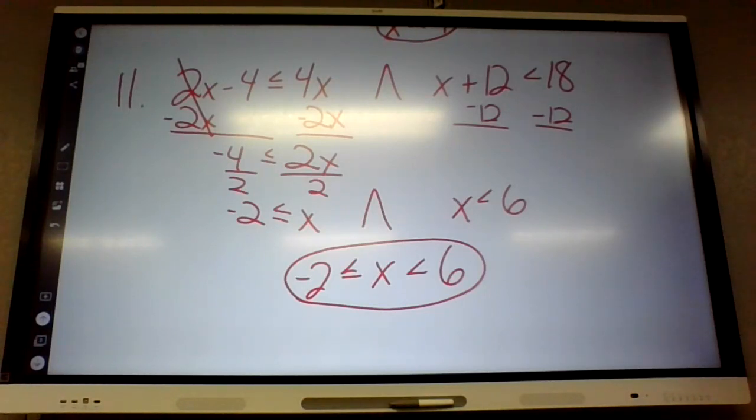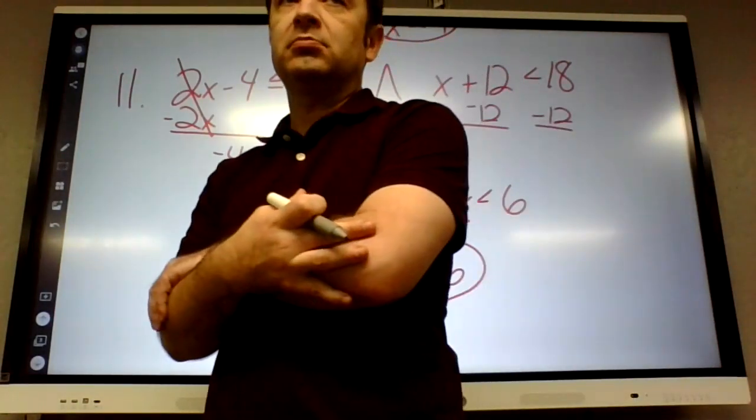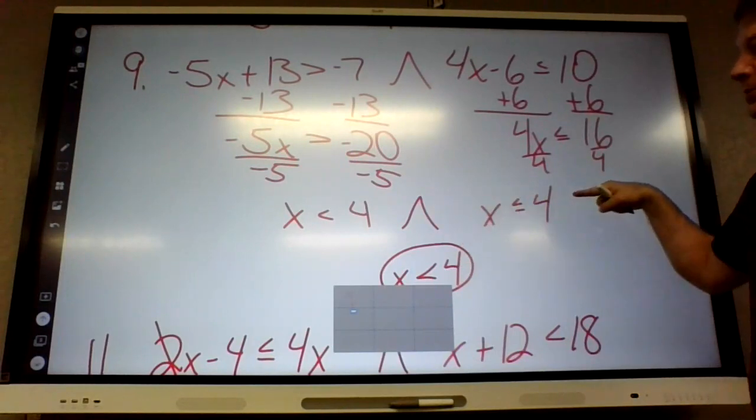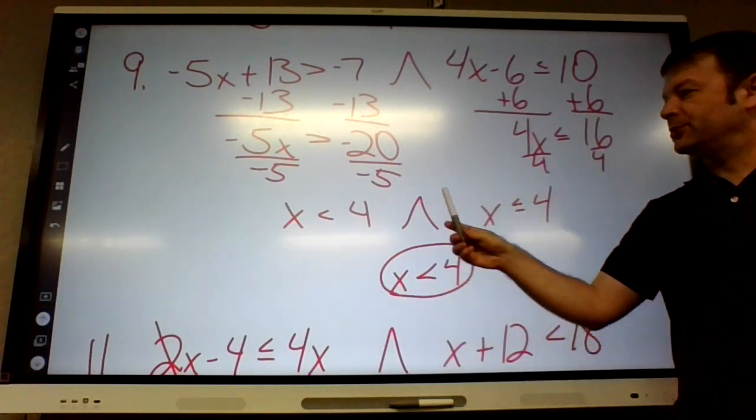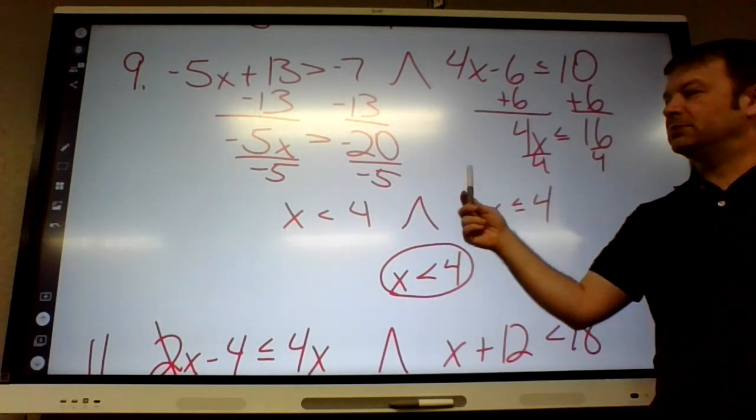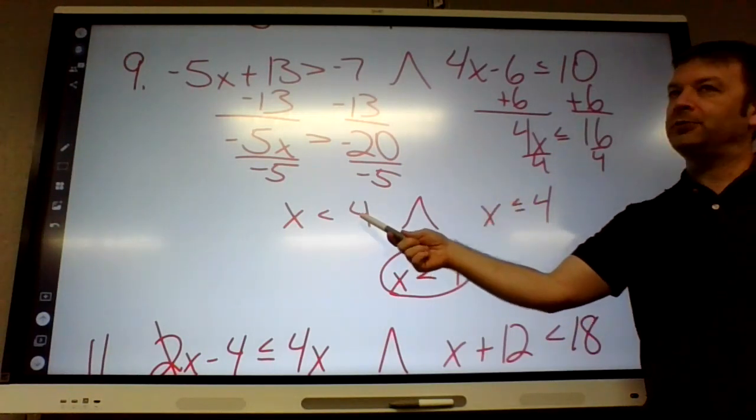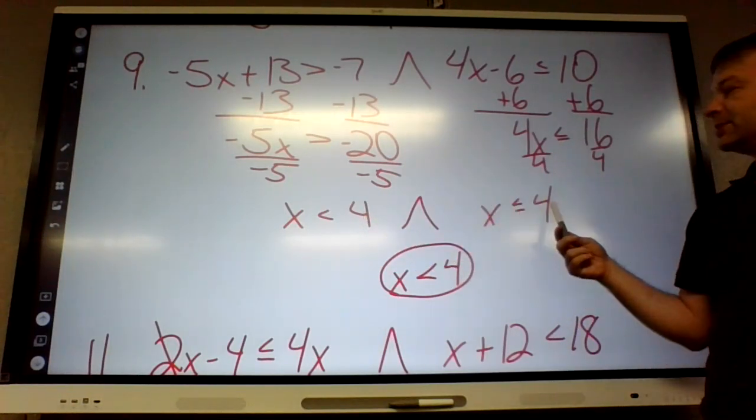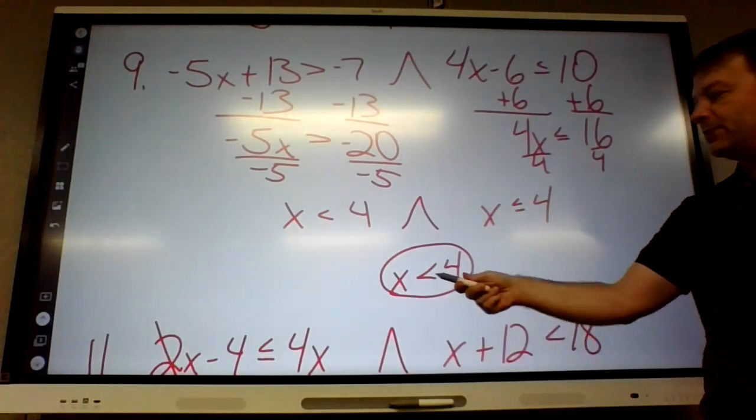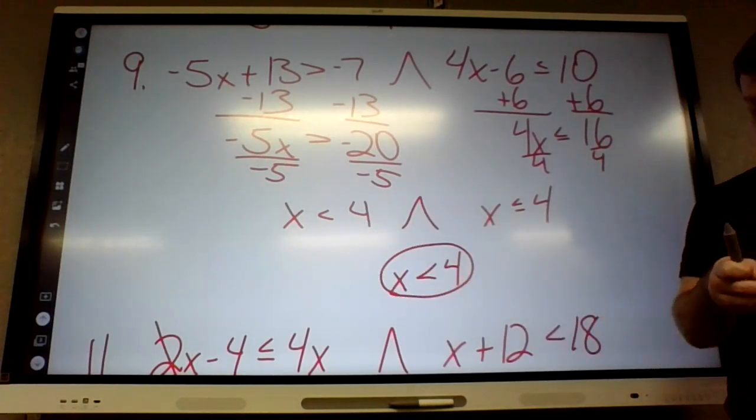Wait, so I have a question on number 9. How'd you get x is less than 4? You mean, how did I get this from this? Yeah. What numbers are less than 4 and less than or equal to 4? Well, these two are almost identical. The only difference is this one does not include 4, but this one does. So if this one doesn't include 4, then 4 doesn't count. So anyway, it'd just be all the numbers less than 4 meet both of those qualifications.